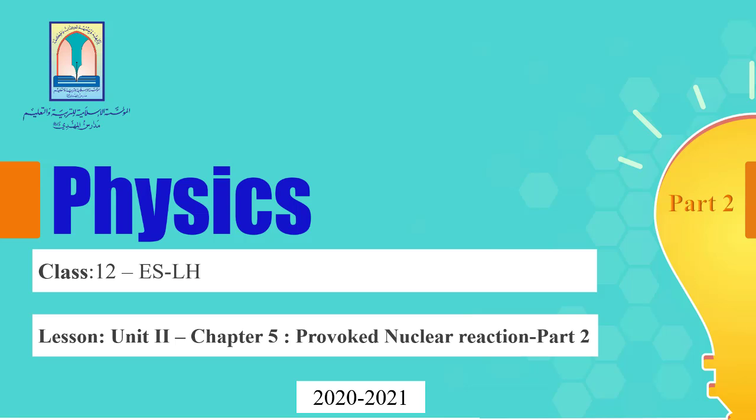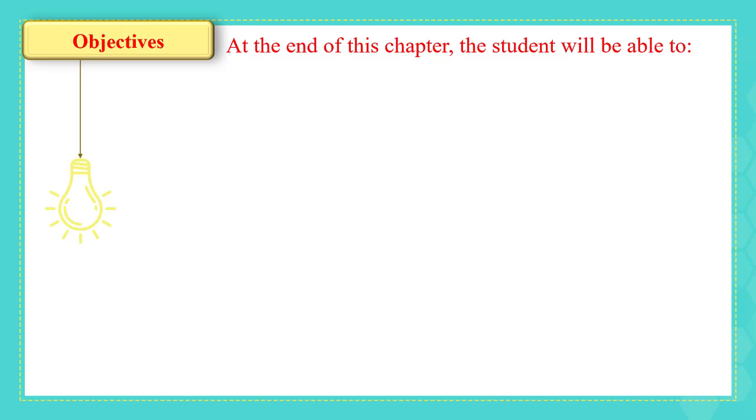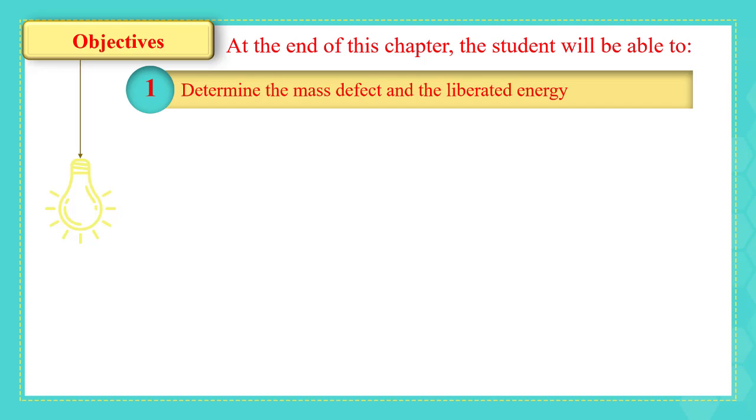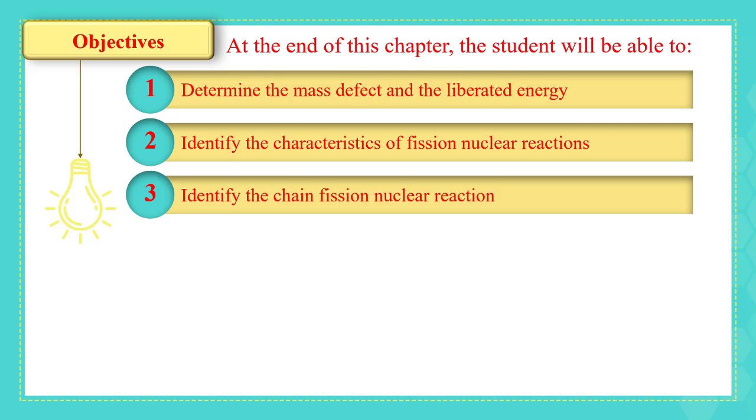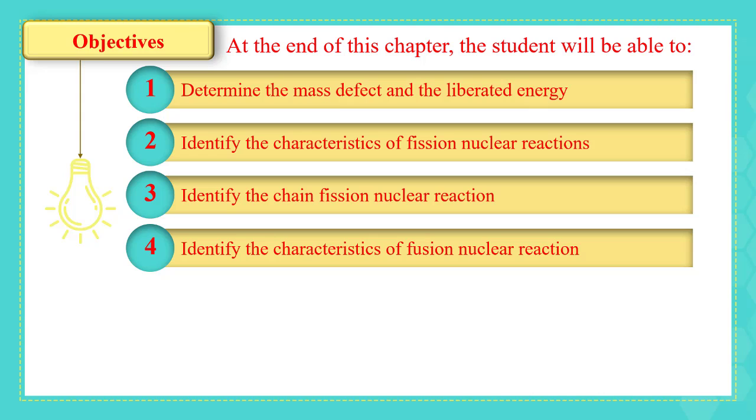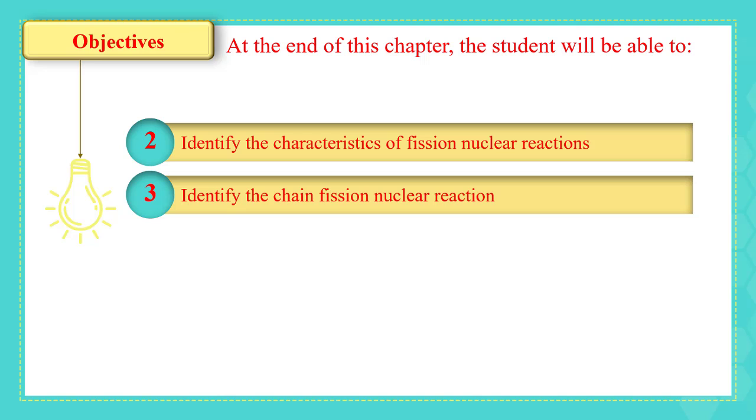In this video, we discuss the second part of the chapter, Provoked Nuclear Reaction. We recall the objectives of this chapter. The first objective was already discussed in the first part: how to determine the mass defect and the liberated energy. The second objective is to identify the characteristics of fission nuclear reaction, and in the third objective, we discuss how to identify the chain fission nuclear reaction. And the last objective is to identify the characteristics of a fusion nuclear reaction. In this video, we discuss objective 2 and objective 3.